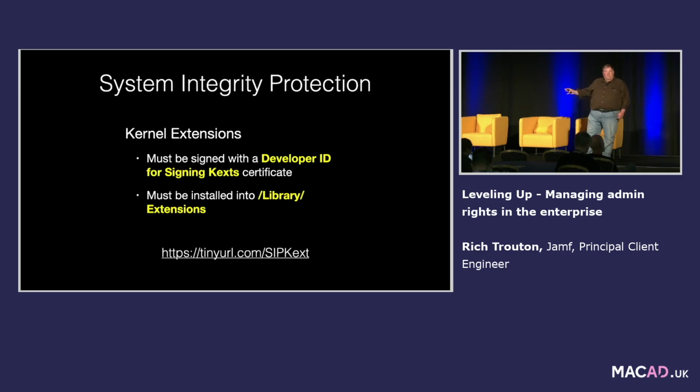Now, going back to kernel extensions, SIP will also block installation of unsigned kernel extensions, though, of course, this is less of an issue now than when SIP was first introduced. To install a kernel extension with SIP enabled, it must be signed with the Developer ID Kernel Extension Signing certificate, and it must also be installed into /Library/Extensions. More information on this is also available in Apple's documentation for SIP. For those interested, the kernel extension documentation is available via the link on the screen.